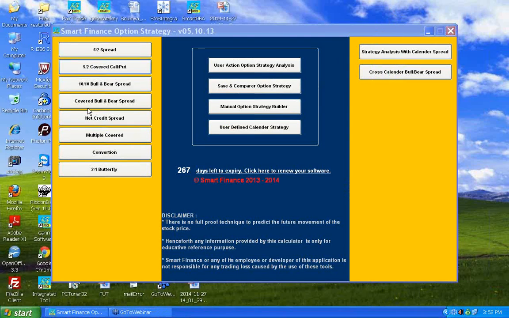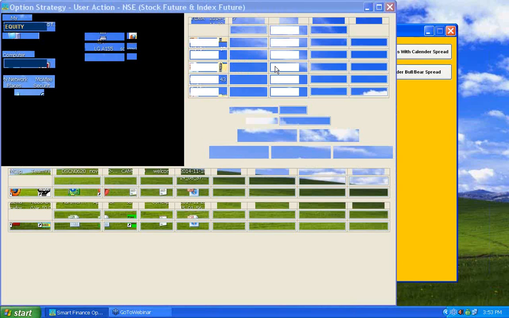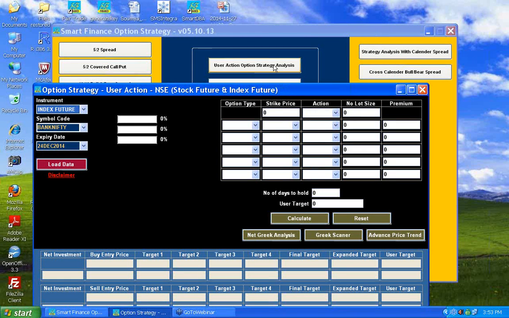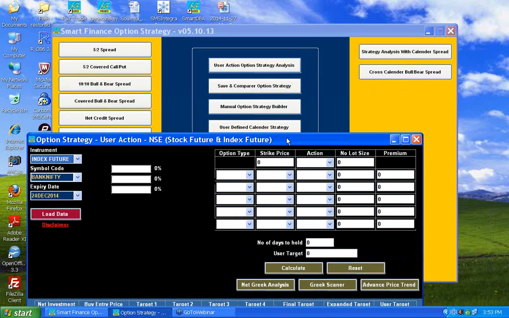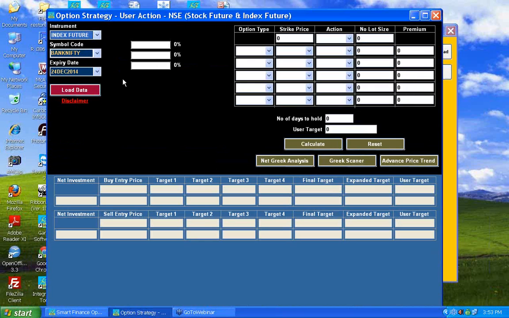In this way, 22 strategies which have been formed by me and programmed are given in this section. You may also form some strategy according to your need. Suppose you want to form a delta neutral, vega neutral and theta neutral position. At that time you need to take the combinations according to your use. For that, this is the user action strategy you can form. So we have given features like user action option strategy analysis, save and compare, manual option strategy, and user defined calendar strategy. These 4 segments we have given.